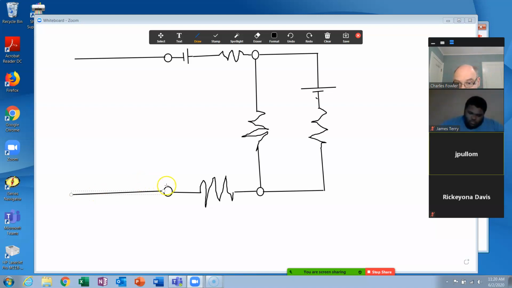Another line here. Another line here. Another line here. Another line here.